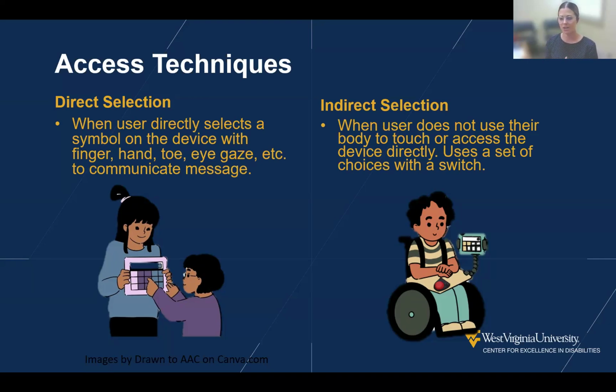Indirect selection is whenever a user doesn't use their body to touch or access the device directly. In that way, we're usually using a set of switches. Like you'll see in the little drawing below, we have a kiddo who has the red button on his chair tray, and he could use that to select a symbol on the device. I'm going to show you specific examples of the difference between direct selection and indirect selection in the videos that are coming up next.